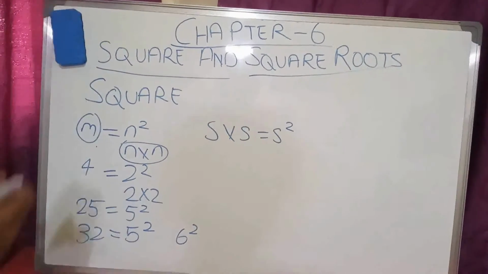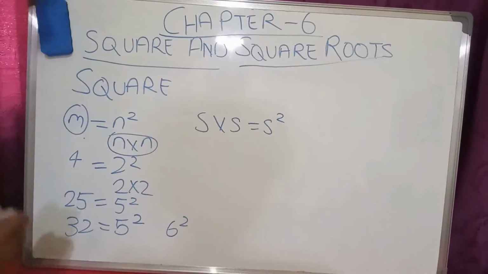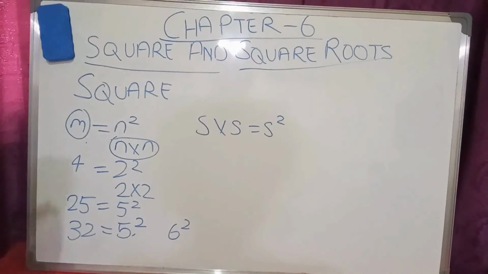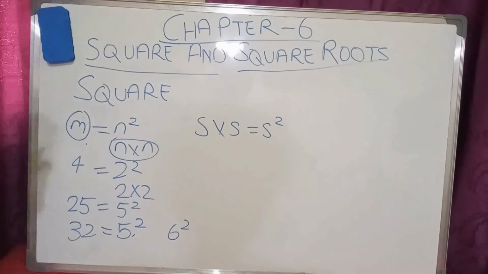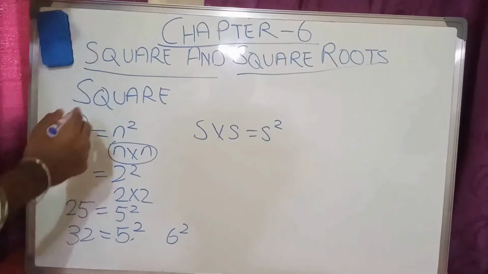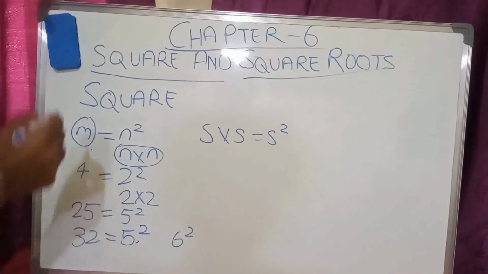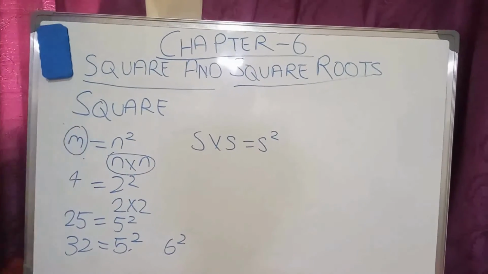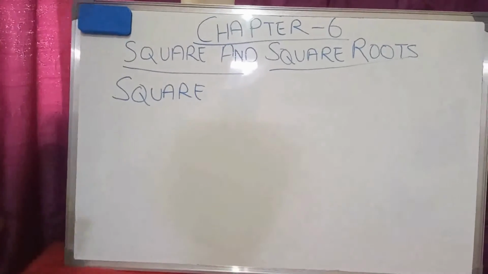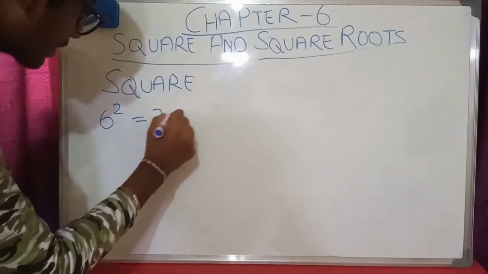So it means that if a number has to be a square number, then its root should be a natural number. So all numbers are not square numbers. In general, any number which can be shown as n square, the answer is a square number. Let's see some examples. If I take 6 square, it is 36.